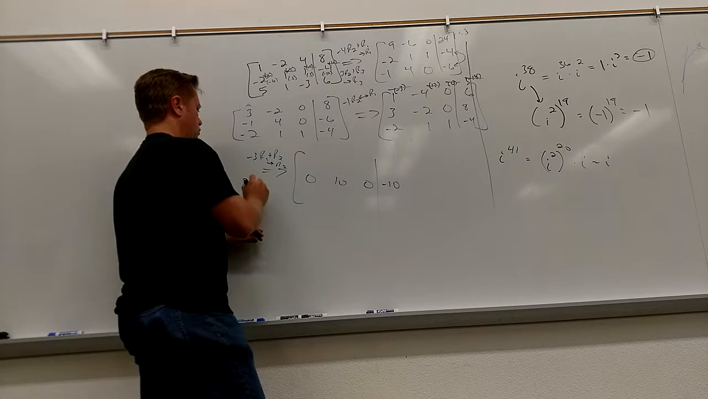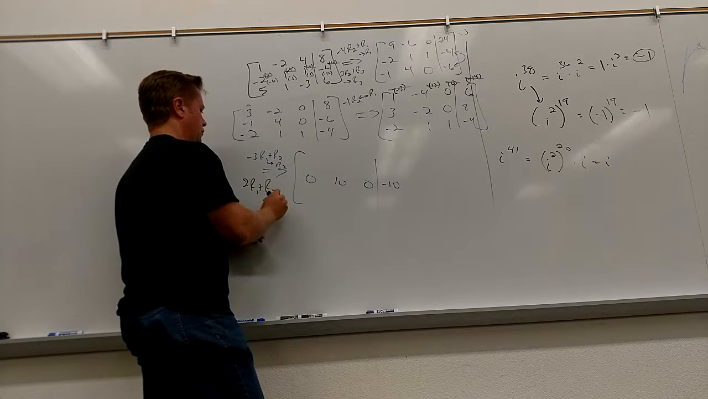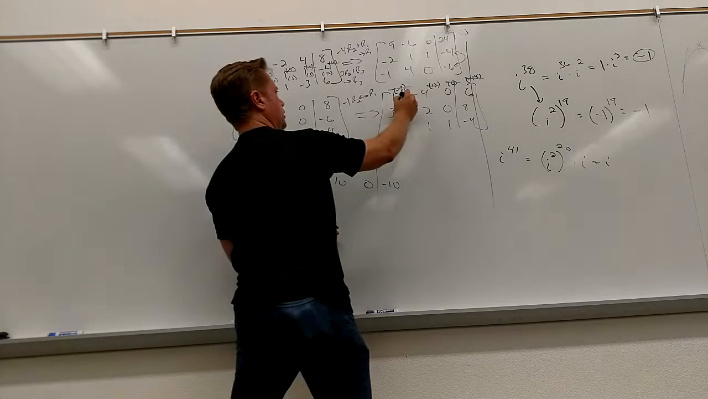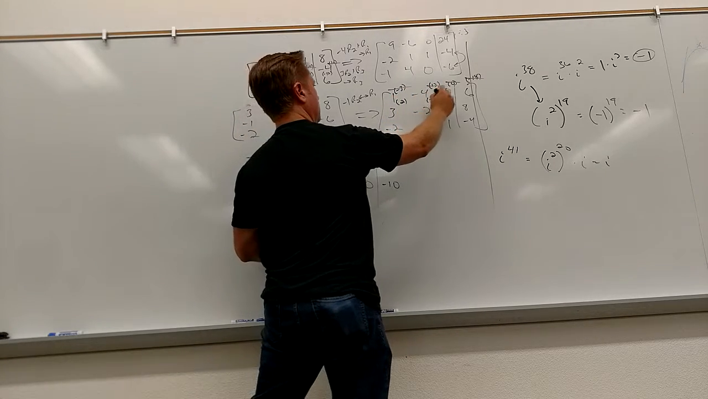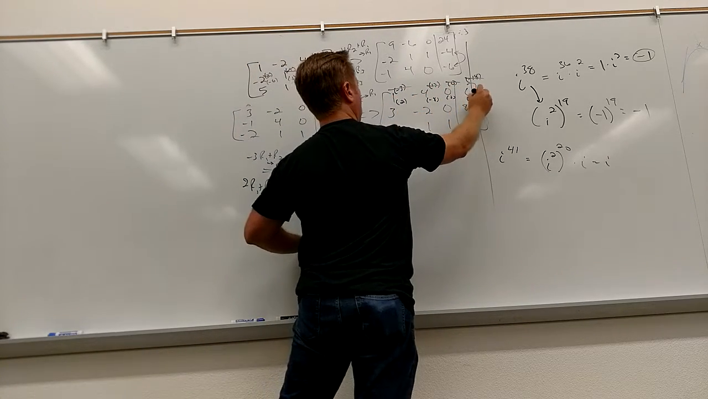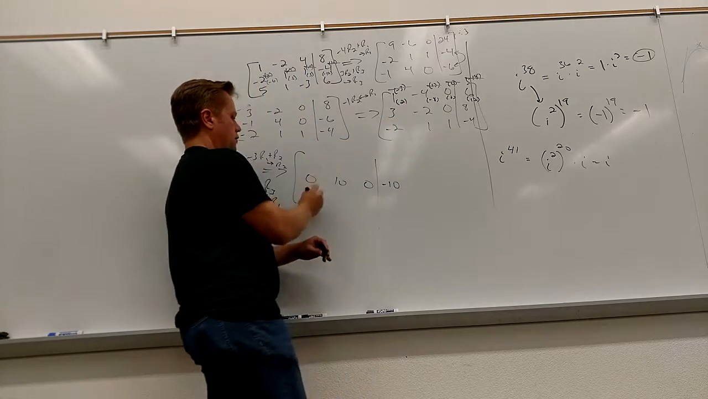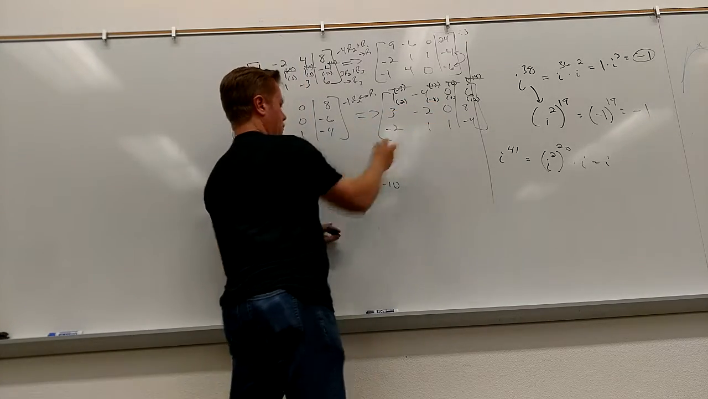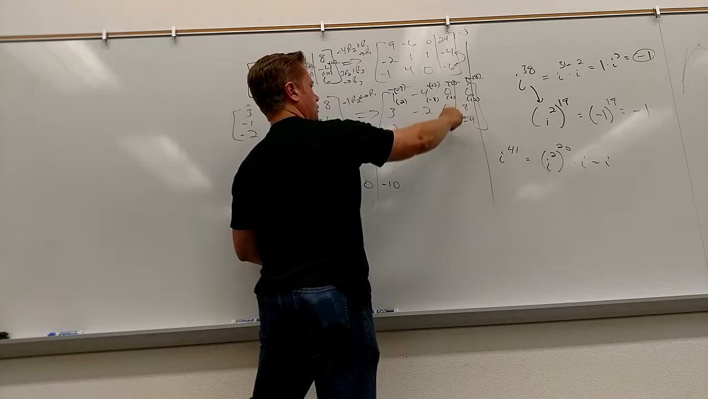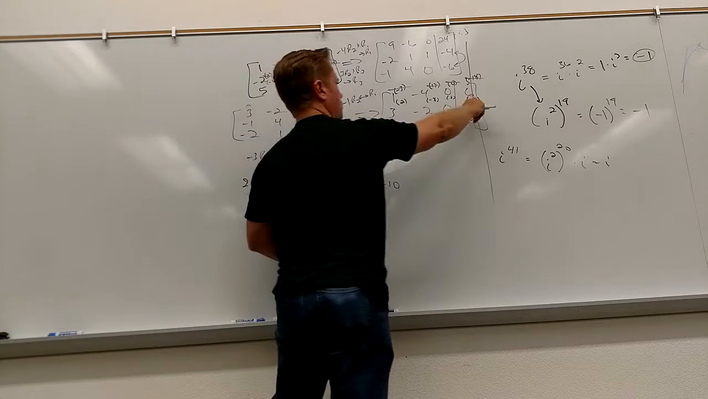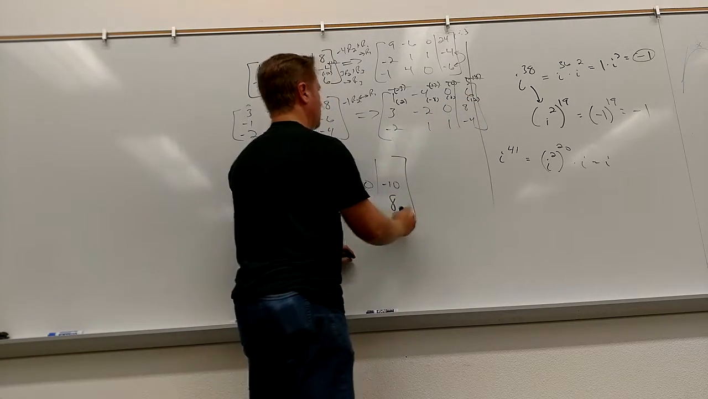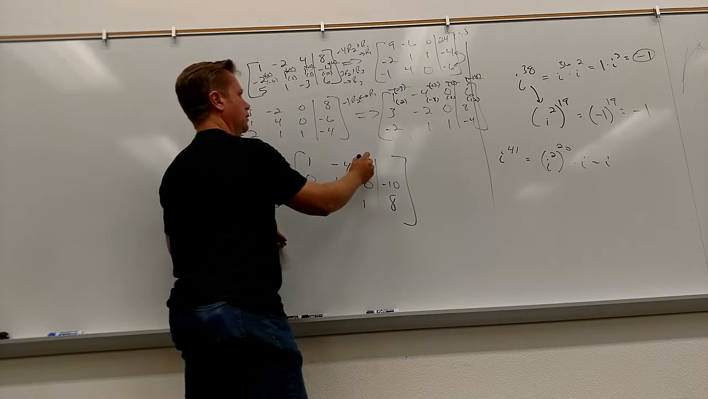Twice row 1 added to row 3, put the answer in row 3. So twice row 1 looks like this. 2 minus 2 is 0. Negative 8 plus 1 is negative 7. 0 plus 1 is 1. 12 minus 4 is 8. And the first row is still 1, negative 4, 0, 6.